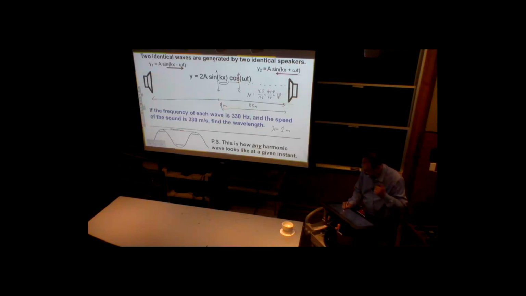1, 2. So every 2 we should have an empty node, 1, 2, and so on. 17, 18 should be an empty node. So 1, 2, 18.